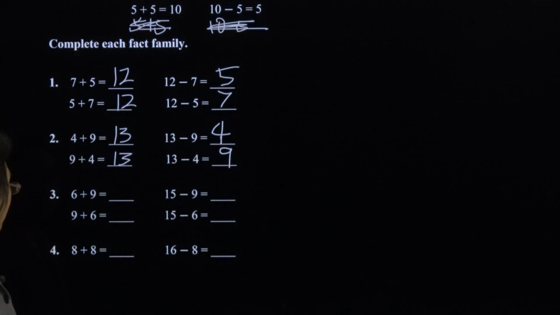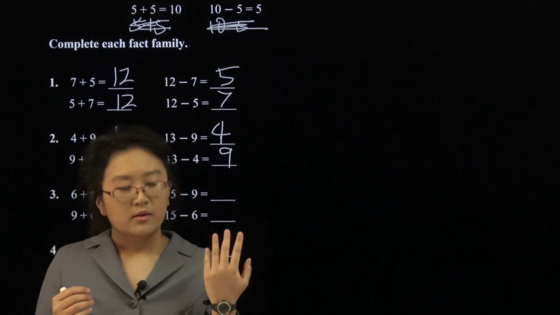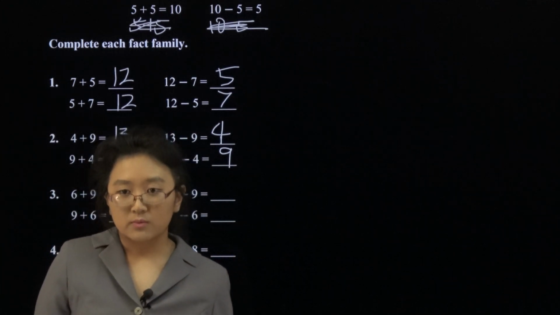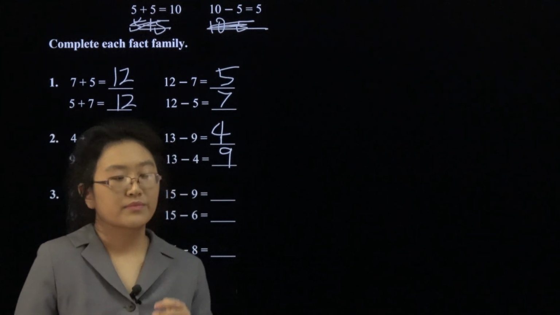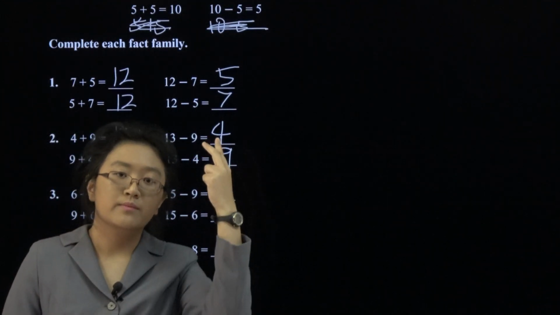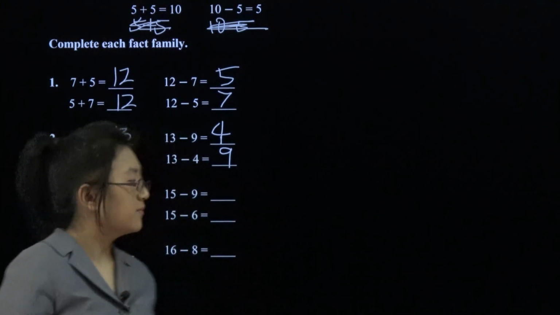6 plus 9 and 9 plus 6. Okay, let's just do 9 plus 6 first. We have 9, and then we add on 6. For those that remember what this is, good job. So 9, 10, 11, 12, 13, 14, 15.